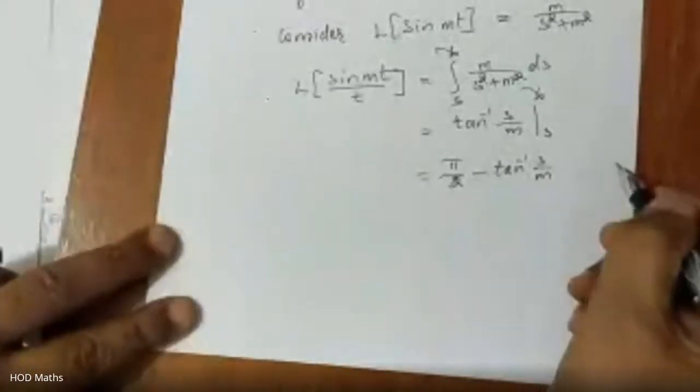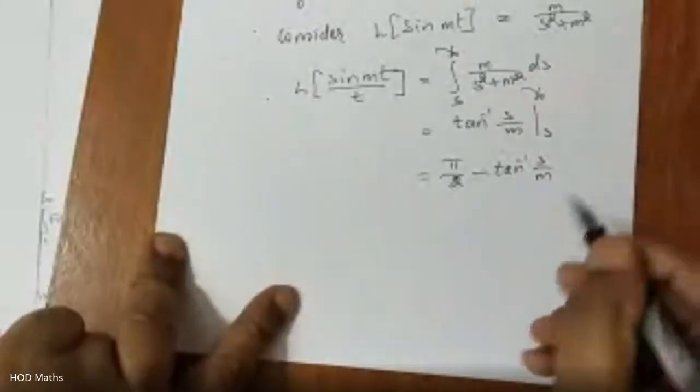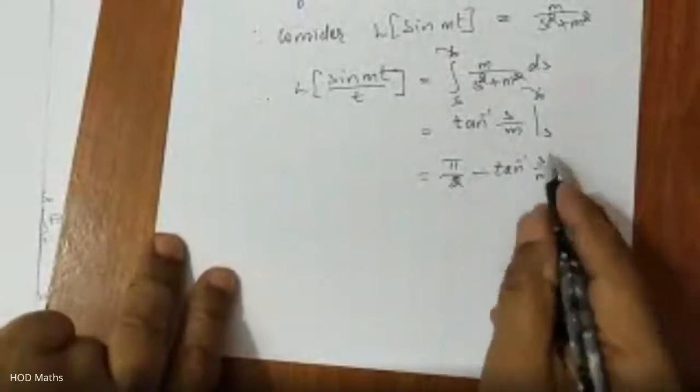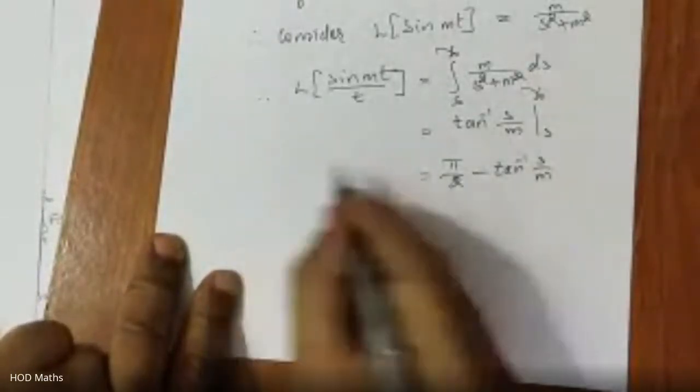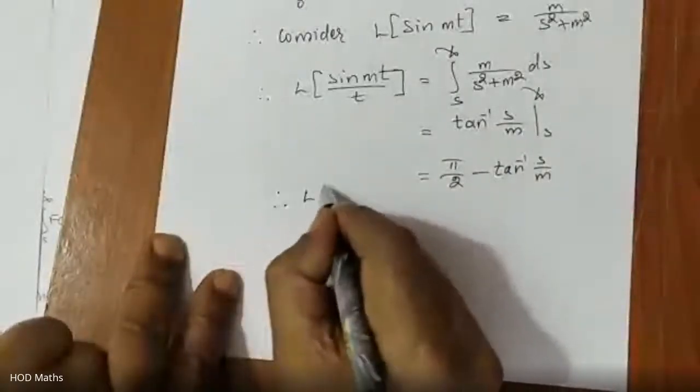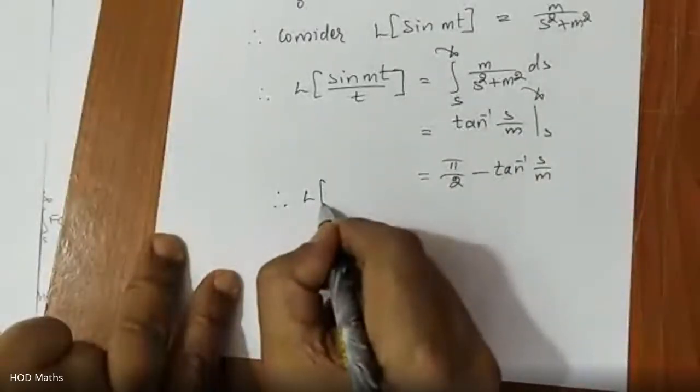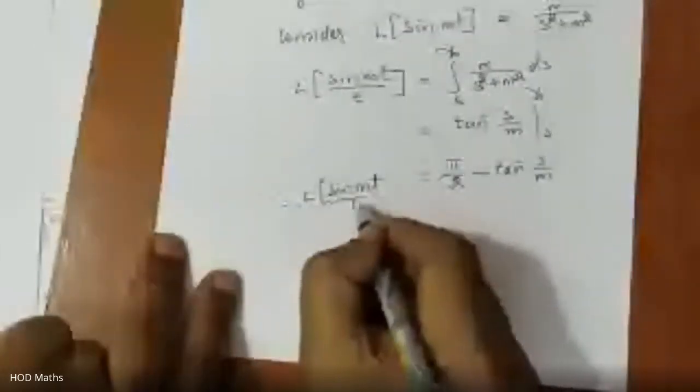So in this I should put tan inverse 0 now, right? So what is tan inverse 0? So this is the answer. Therefore, L of sine mt by t will be pi by 2 minus tan inverse s by m.